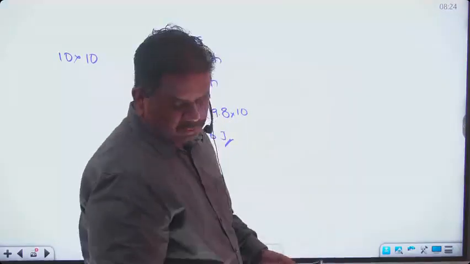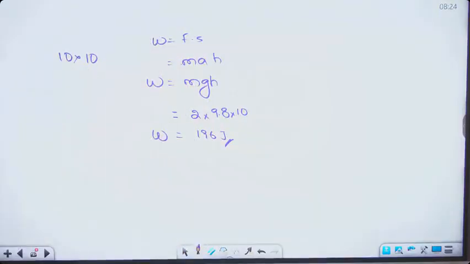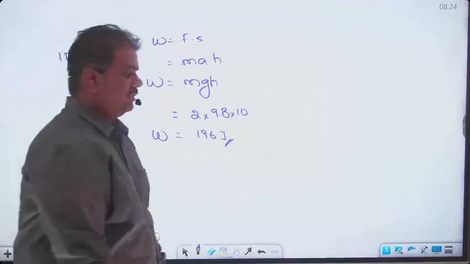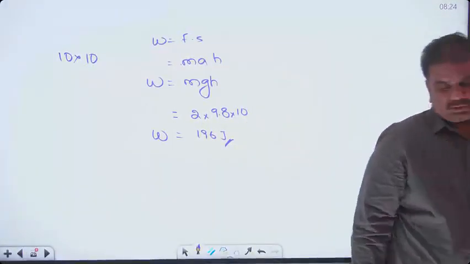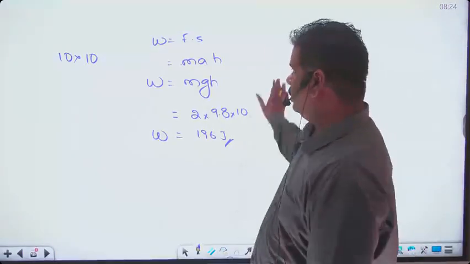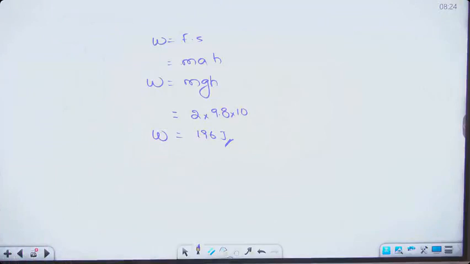Do one thing. Just make a small correction in the question. Cut the 10 newtons. A certain amount of force acts on a body of mass 2 kg and produces a displacement of 10 meters. Calculate the work done.